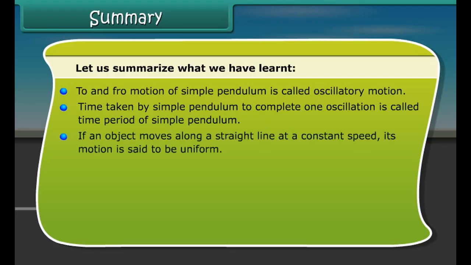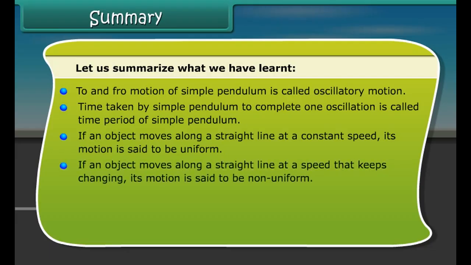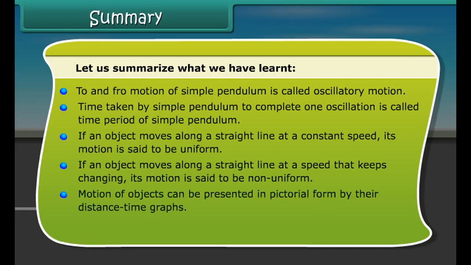If an object moves along a straight line at a constant speed, its motion is said to be uniform. If an object moves along a straight line at a speed that keeps changing, its motion is said to be non-uniform. Motion of objects can be presented in pictorial form by their distance-time graph.